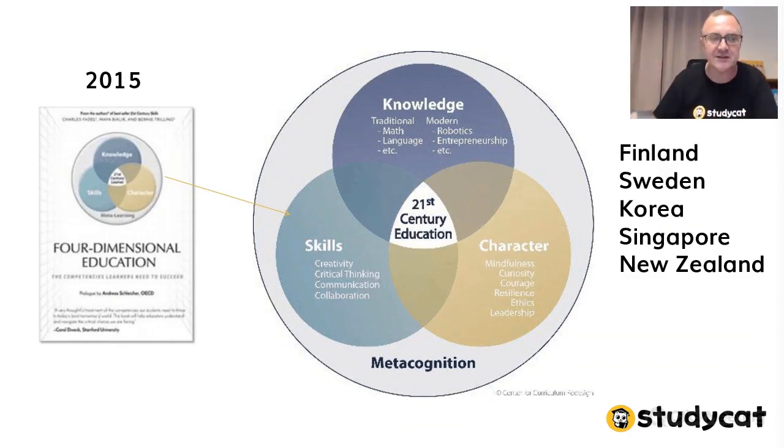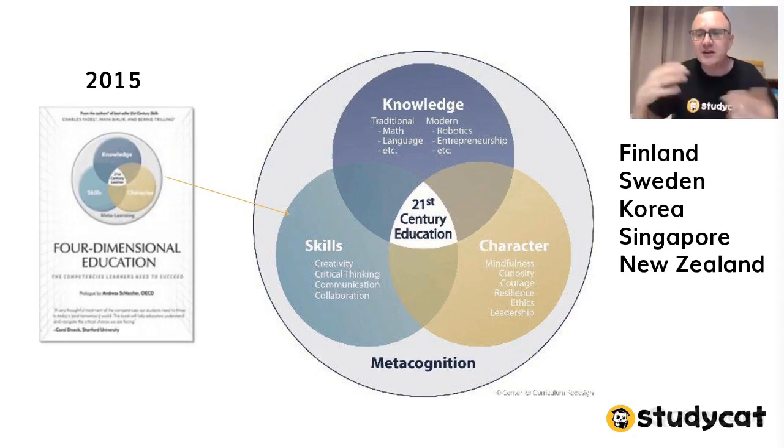So what Charles Fadel did is he partnered up with all these universities, Harvard, Yale, Carol Dweck from Yale, who talks about growth mindset. And he worked with governments from mainly Finland, Sweden, Singapore, New Zealand, but also I think he's been working with the Shanghai government, etc. So lots of places. And he came in saying, look, we have to change our knowledge set.